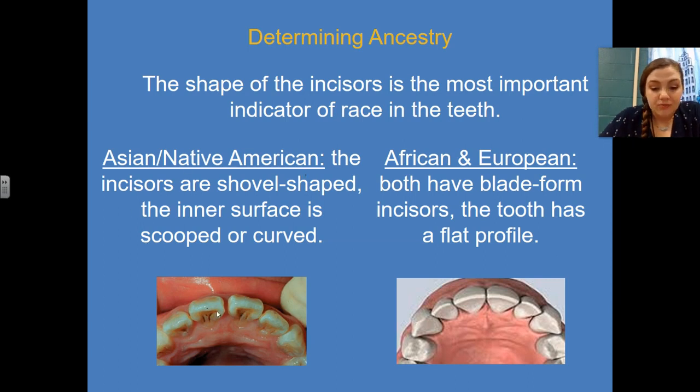Asian and Native American, though, you can see there's a little divot. There are little divots in their teeth, and a tiny bit over here, but definitely more so for Asian and Native American. Now, does that mean every single Asian has more divoted teeth? No, okay? On average, their teeth have this scooped out appearance, whereas African and European, not so much. So the incisors are shovel-shaped, the inner surface scooped or curved.